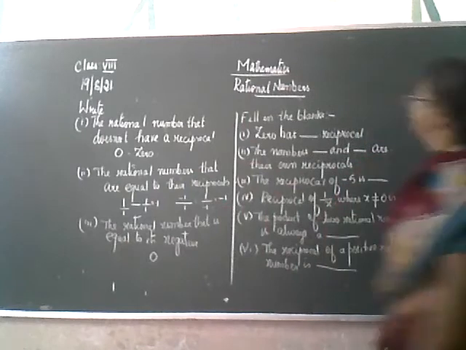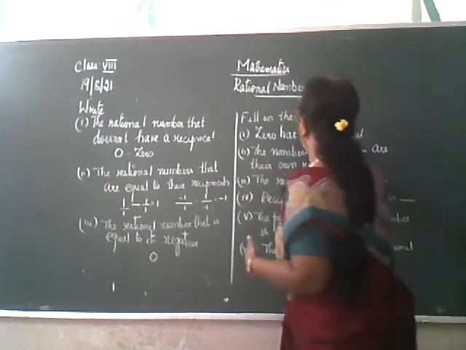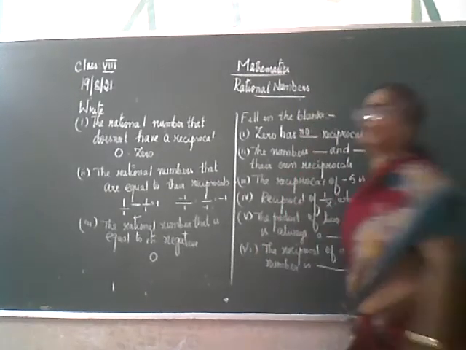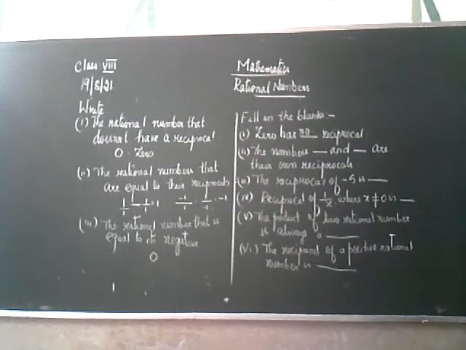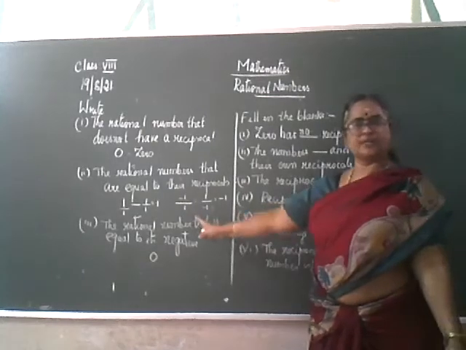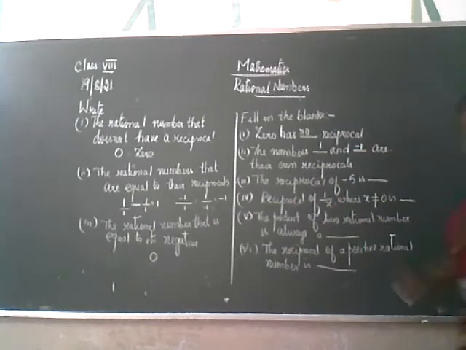Similarly, let me write the fill in the blanks. 0 has no reciprocal, as you just told, first one. Then the numbers dash and dash are their own reciprocals, the second one, isn't it? 1 and minus 1 are their own reciprocals. Even if you find the reciprocal of it, you get the same one.